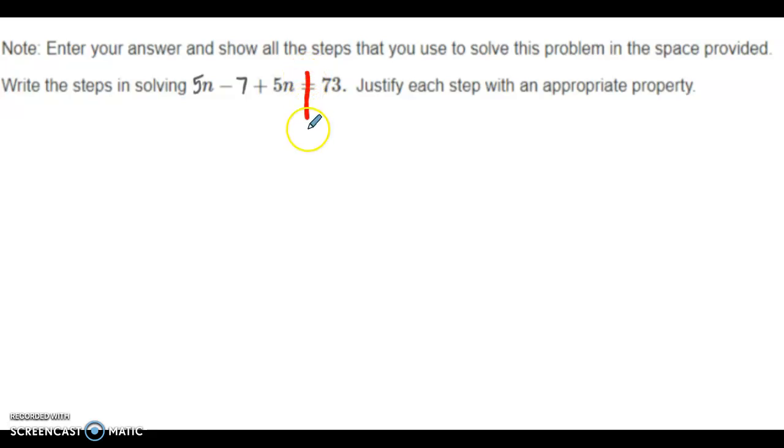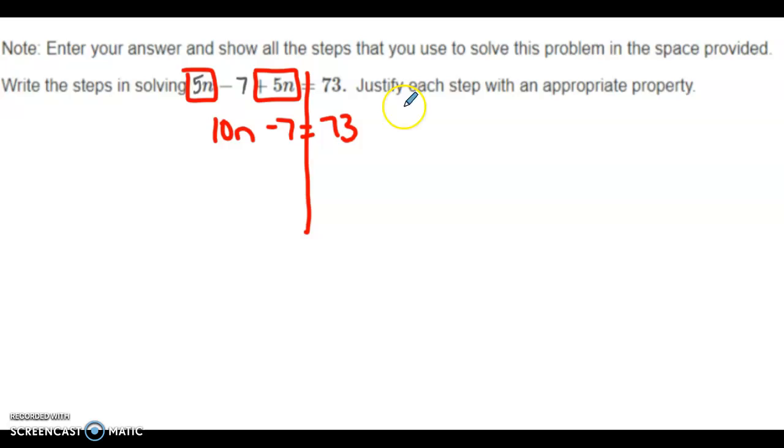All right, but it is an equation, so I'm going to draw my line and I'm going to find my letter. And I actually have 2 here. I have 5n plus 5 more n. So the very first thing I'm going to do is combine those like terms. 5n plus 5n gives me 10 n's. And then I'm just going to write down the rest. So my first step here was combine like terms.